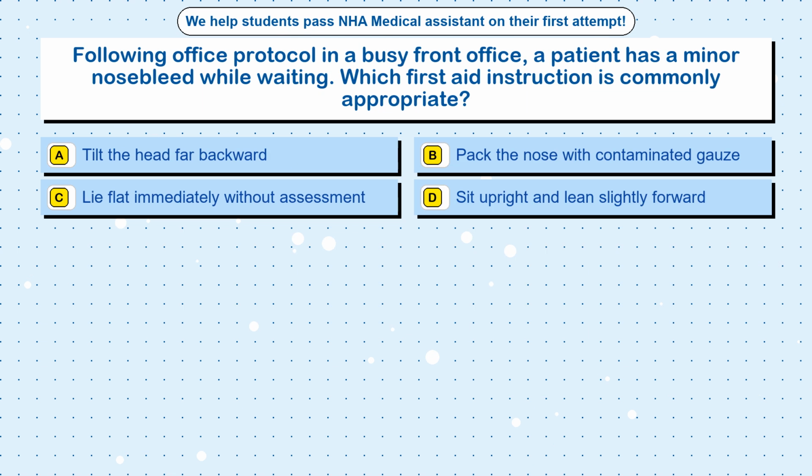Question 58. Following office protocol in a busy front office, a patient has a minor nosebleed while waiting. Which first aid instruction is commonly appropriate? Option A, tilt the head far backward. Option B, pack the nose with contaminated gauze. Option C, lie flat immediately without assessment. Option D, sit upright and lean slightly forward.